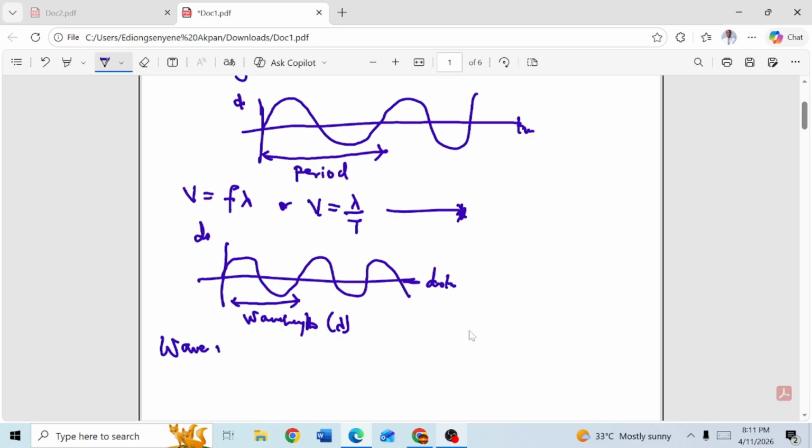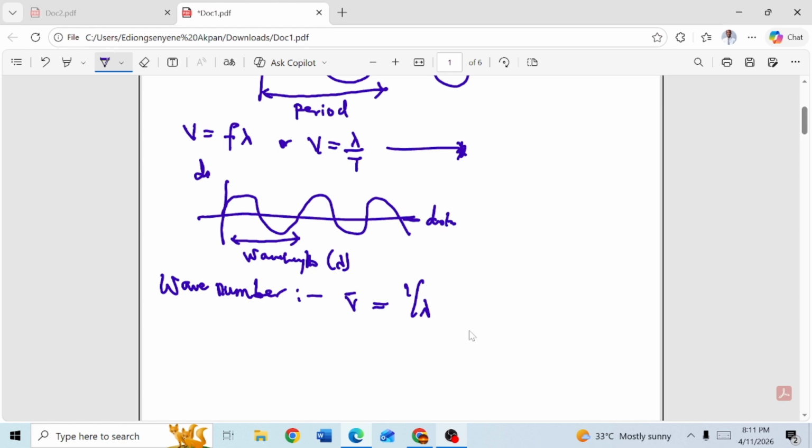Have you heard of it before? There is what we call wave number. And what is wave number? Wave number is the inverse of wavelength. Take note of that. Wave number is the inverse of wavelength. This is a question that has started appearing recently, and hardly will you see this in a past question. So take note. Let me bring up one example of such a question and see how we can answer it.